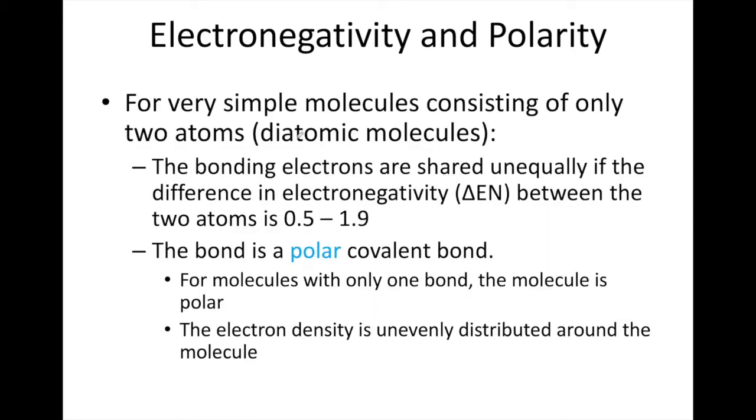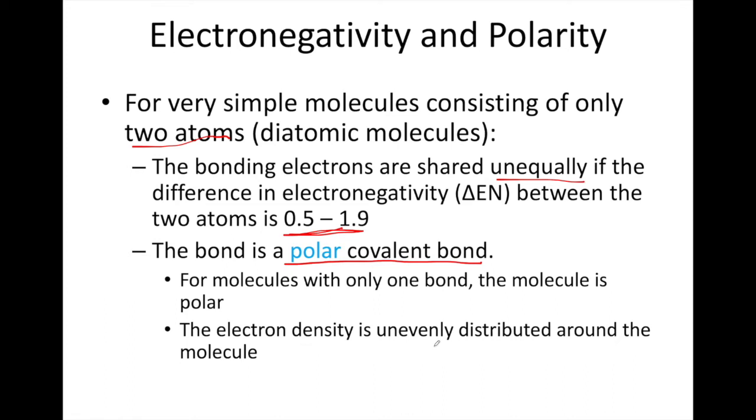Okay, so let's look at another instance. Again, we're talking here about simple molecules with just two atoms, only one bond. The bonding electrons are shared unequally if the difference in electronegativity between the two atoms that are bonded together is 0.5 to 1.9. If the difference in electronegativity falls within this range, we say that those two atoms have a polar covalent bond. For molecules with only one bond, if the bond is polar, then the molecule is polar as well. That means that the electron density is unevenly distributed around the molecule.